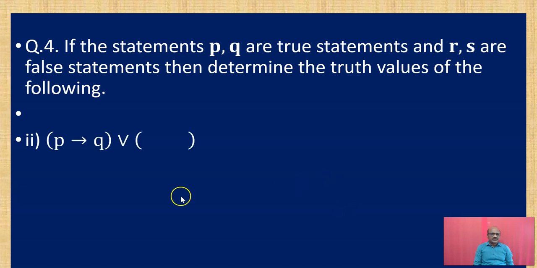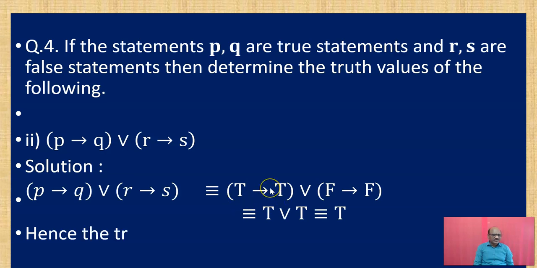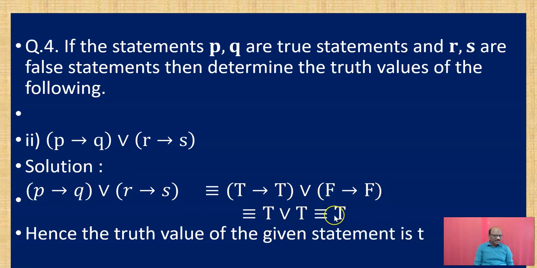Next, that is (P implies Q) or (R implies S). Again we write here their values. T implies T or F implies F. T implies T is T and F implies F is again T. T or T is T. Hence the truth value of the given statement is true.